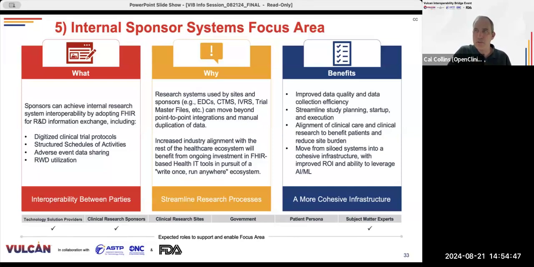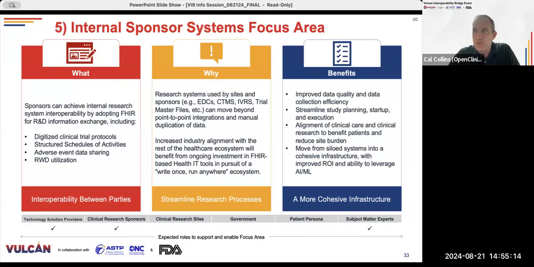Aligning sponsor-oriented systems, including electronic data capture systems, clinical trial management systems, IVRS, TMF, just to name a few, and many of you know there's a whole acronym soup of them, with the healthcare industry's ongoing commitment to a FHIR-based ecosystem will help us move beyond point-to-point integrations, data silos, and duplication of data.